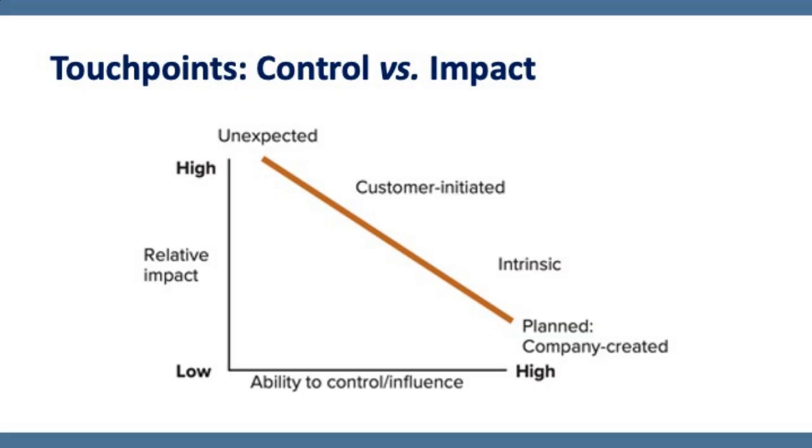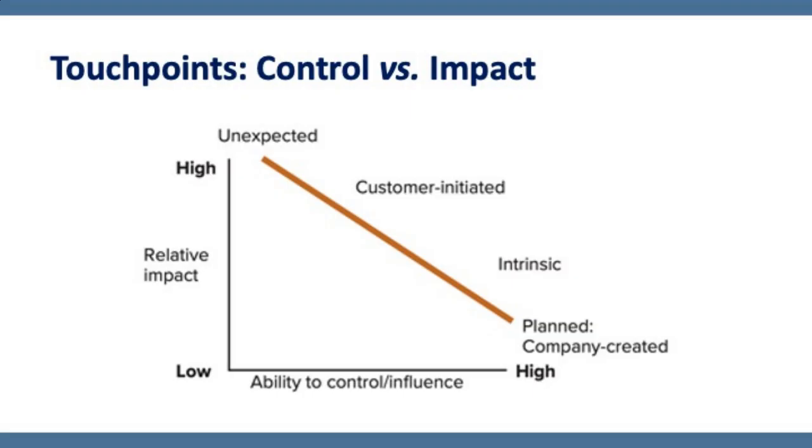Intrinsic touch points and consumer initiated touch points, with these two types of touch points, the organizations can have less control over when and why the interaction begins. They can design and influence the experience on a certain level, but they cannot completely control how each interaction unfolds. So, in both cases, the consumer is more actively involved in the experience.